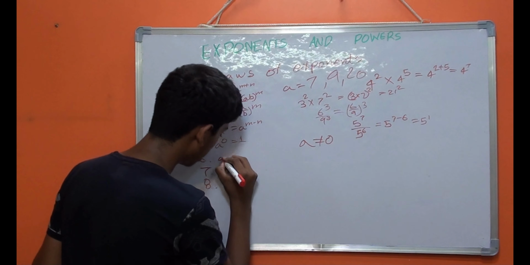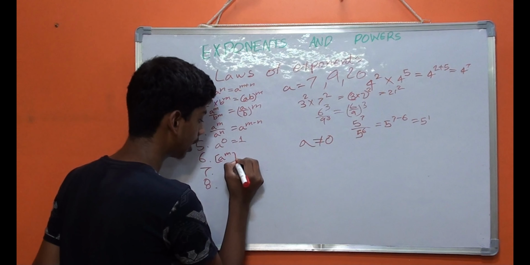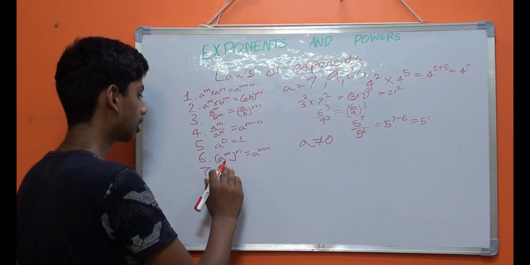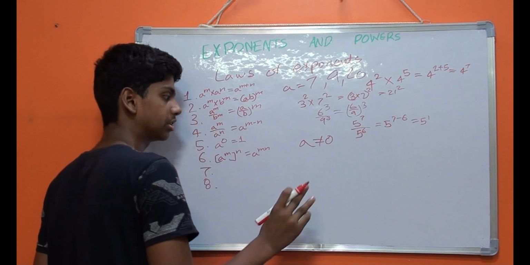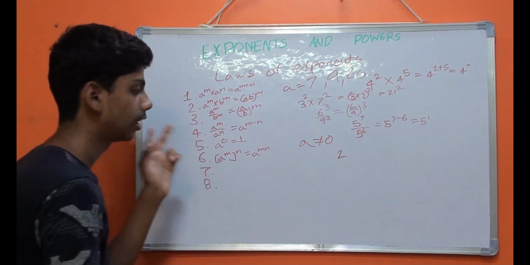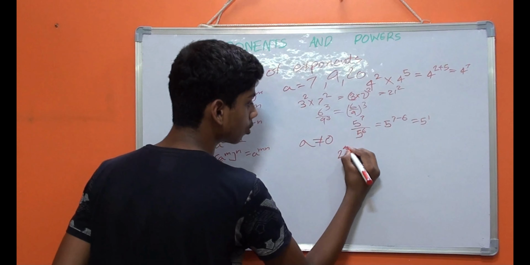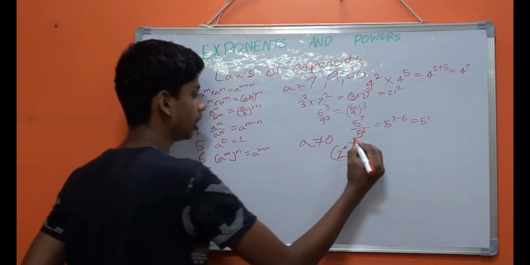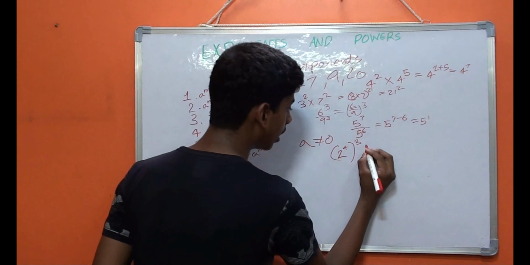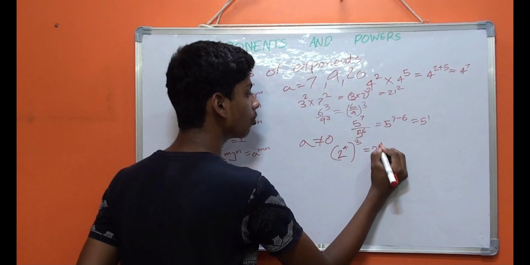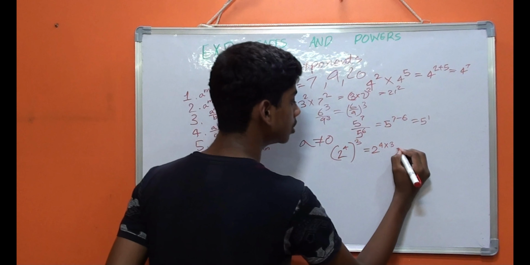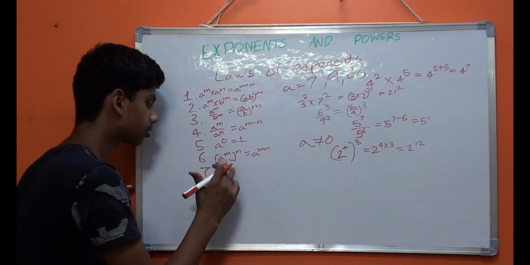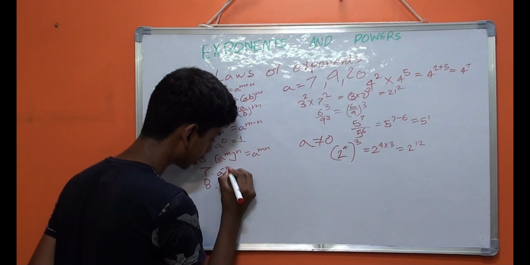Next one, a power m whole power n equals a power mn. Now this means, for example, let's take a as 2 and m as 4. So 2 power 4, and again this is raised to the power 3, and then we get 2 power 4 into 3. Now this equals 2 power 12. So friends, the next one is a power minus m.